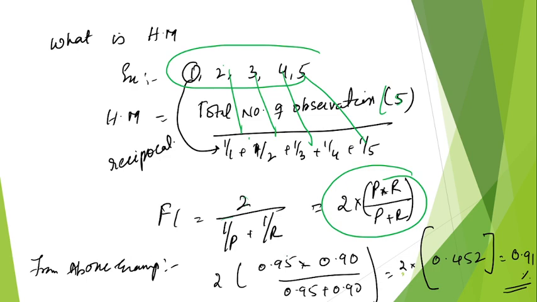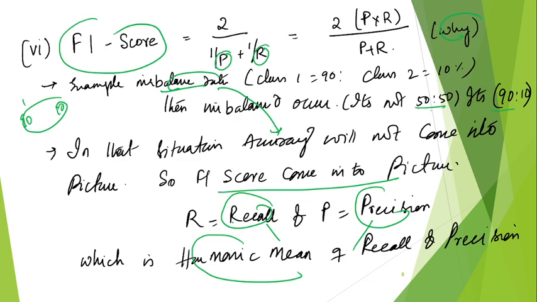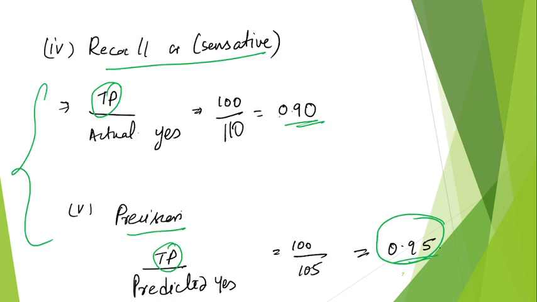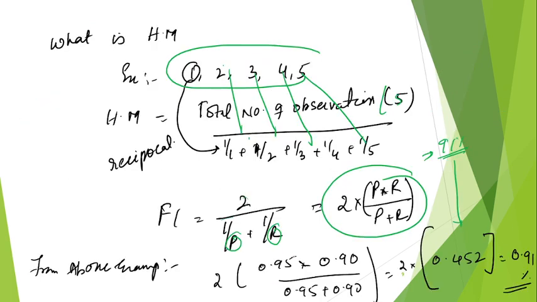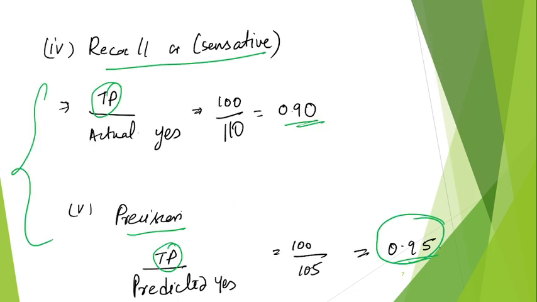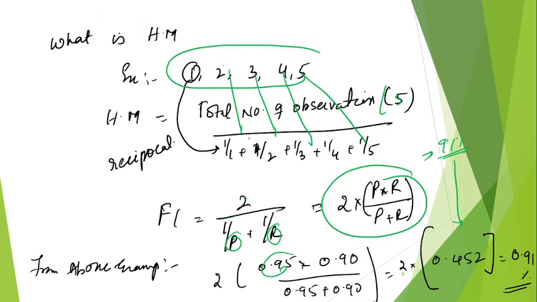Now in the above example, I have got precision and recall. My value is 0.9091, so my F1 score is 91%. It's not bad, correct? So it is 2 into P into R by P plus R. P is 0.95 and R is 0.90. I have put 0.95 and 0.90. Correct? So this is my F1 score.